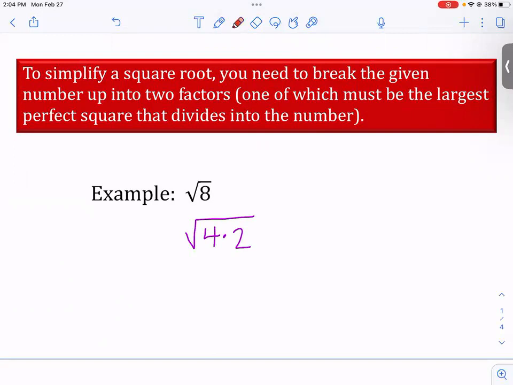Well, what's the square root of 4? 2? So we could write this as 2 square root of 2.